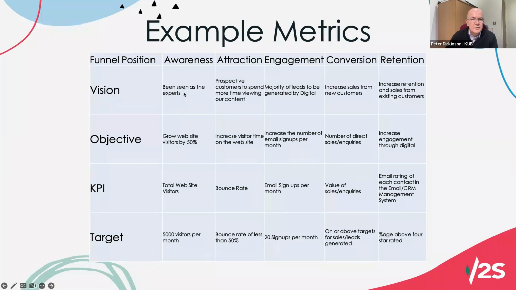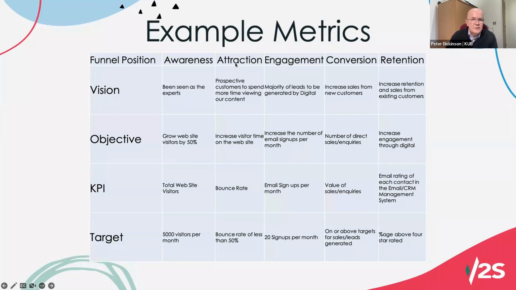So vision to be seen as experts. The objective, therefore, is to grow the website traffic. So that's one of our lead indicators. So the KPI is total website visitors, and the target is 5,000 website visitors per month. 5,000 is quite a bit of traffic, by the way. So if you're only getting 1,000, then you're still doing pretty good if you're a small company.